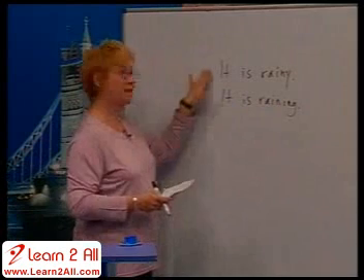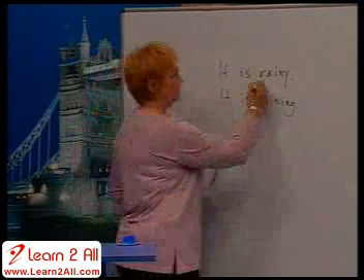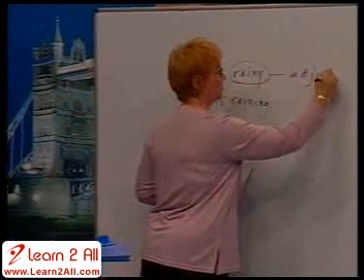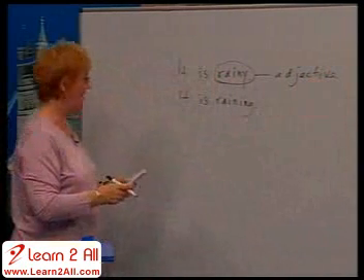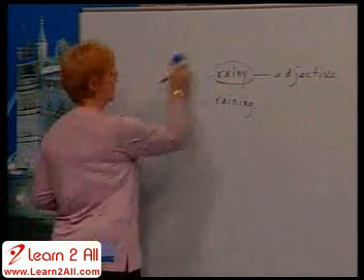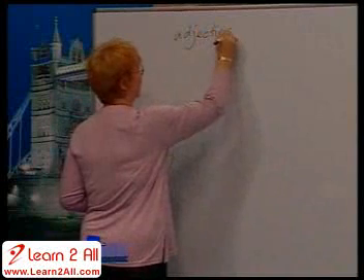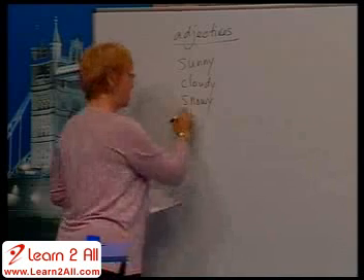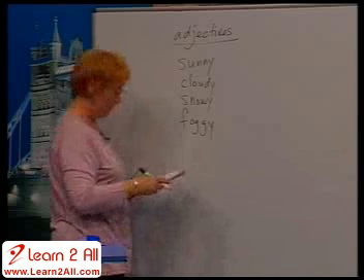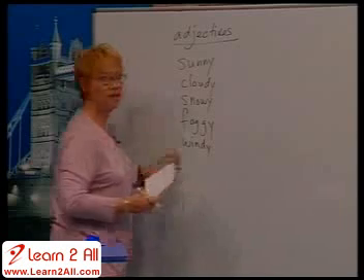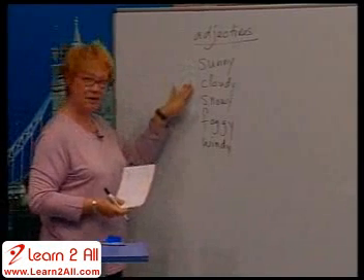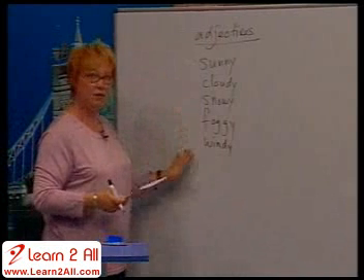Now, we looked at sentences like this one before. Rainy is an adjective. It gives information. Now, there are other adjectives for weather. Let's look at them. Adjectives for weather. Okay, we have sunny, cloudy, snowy, foggy, and windy.